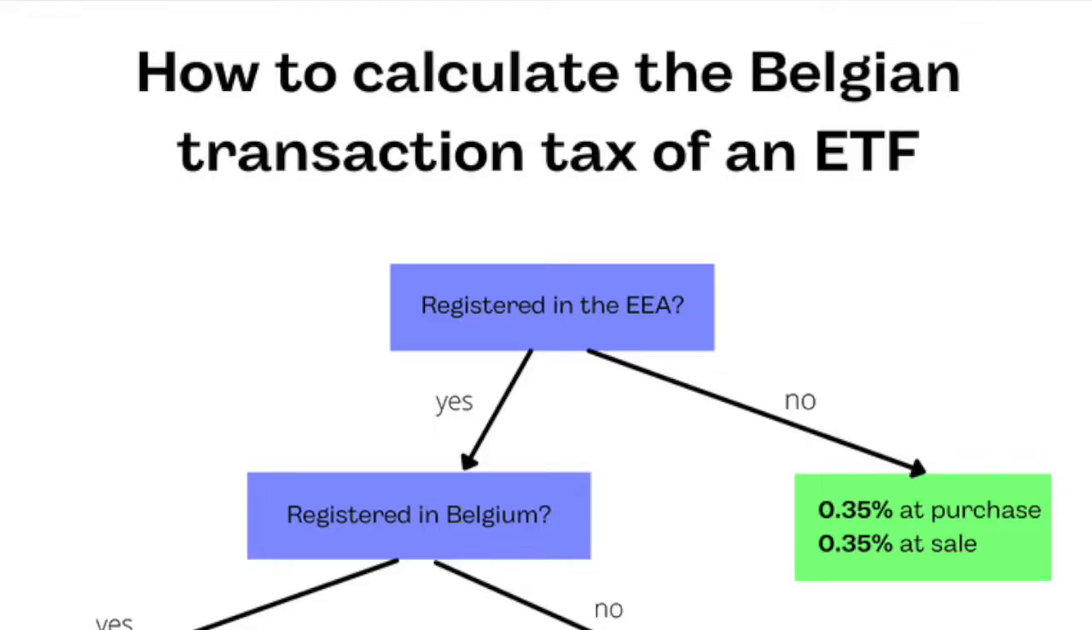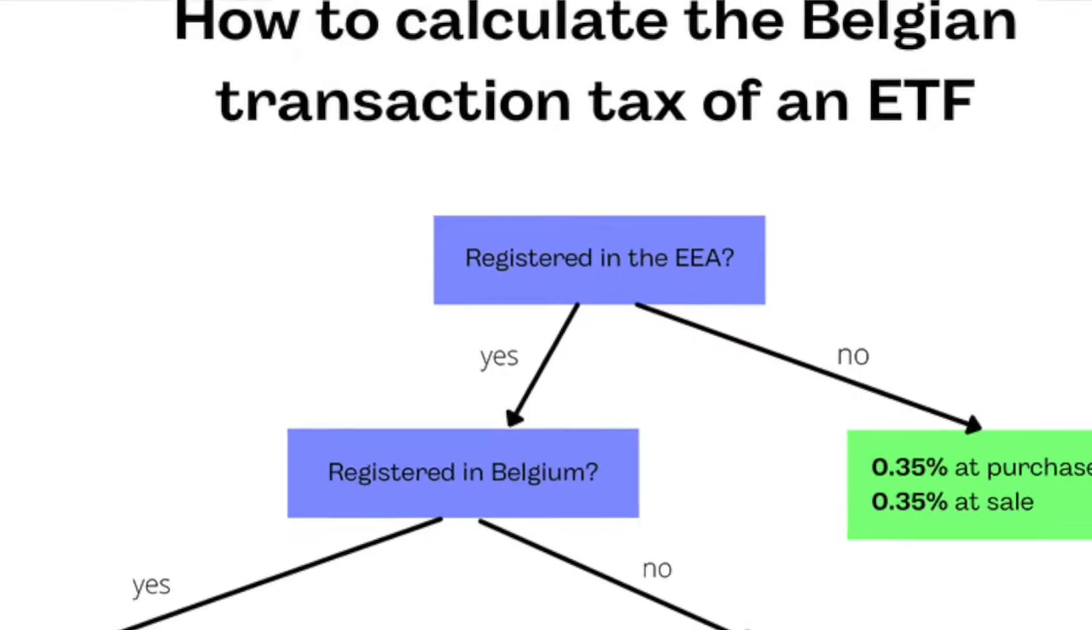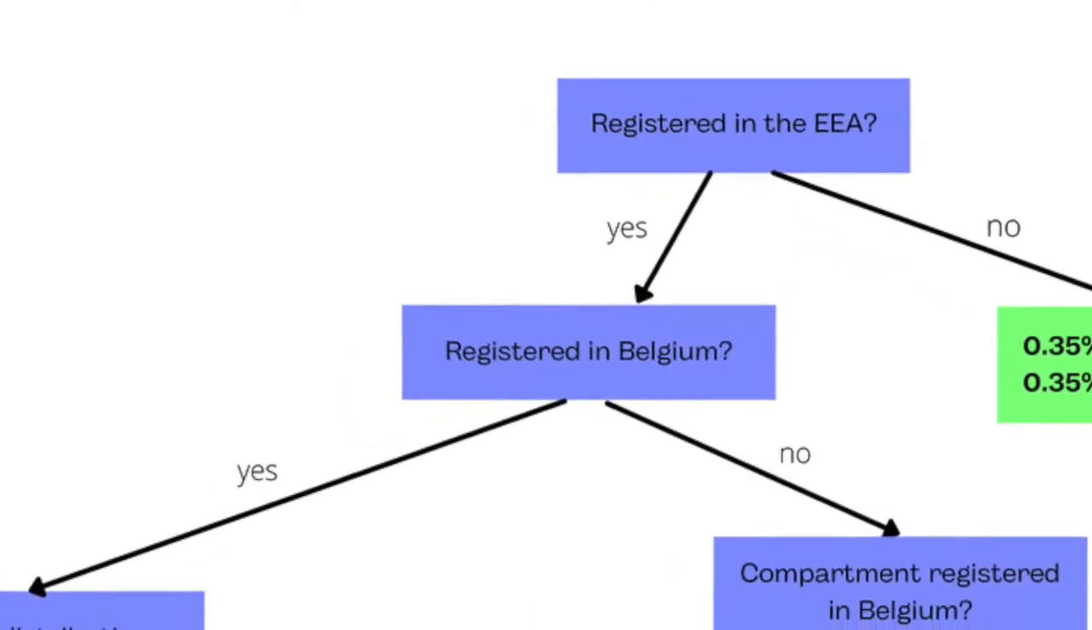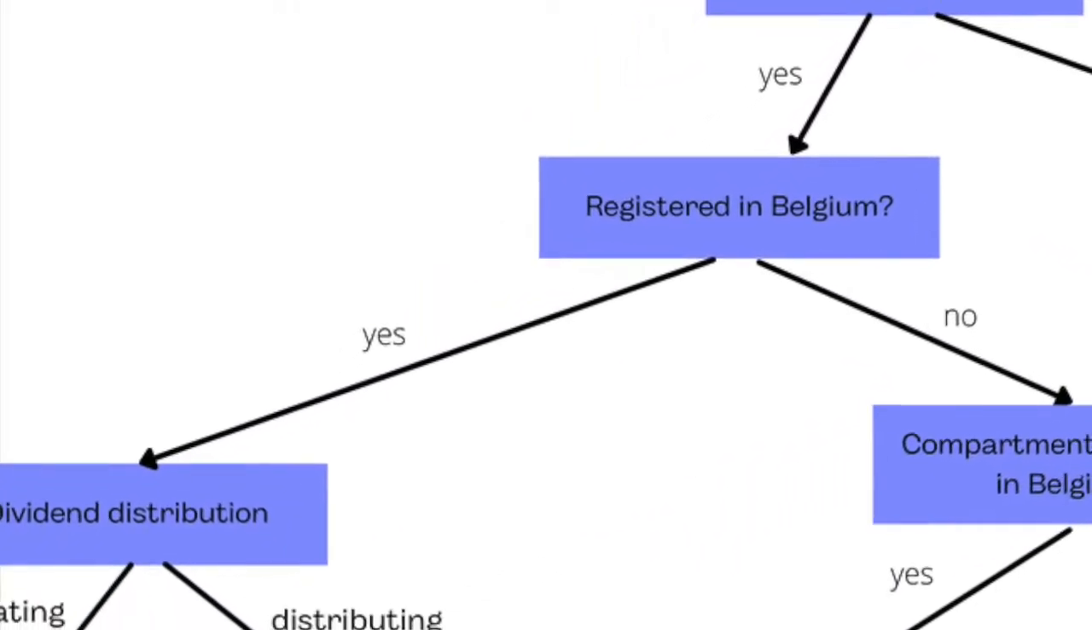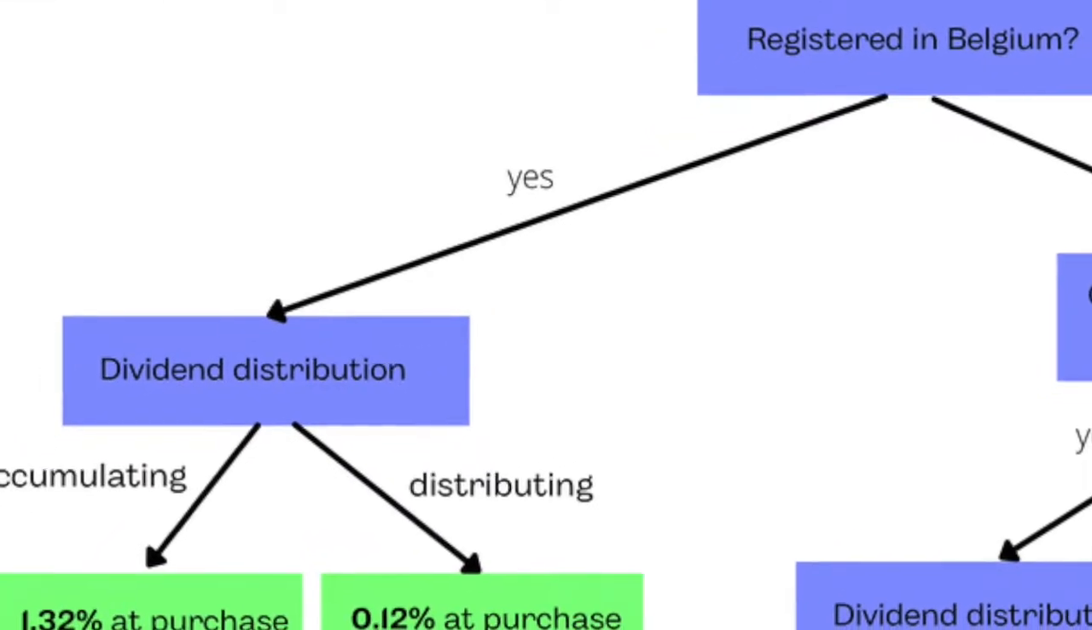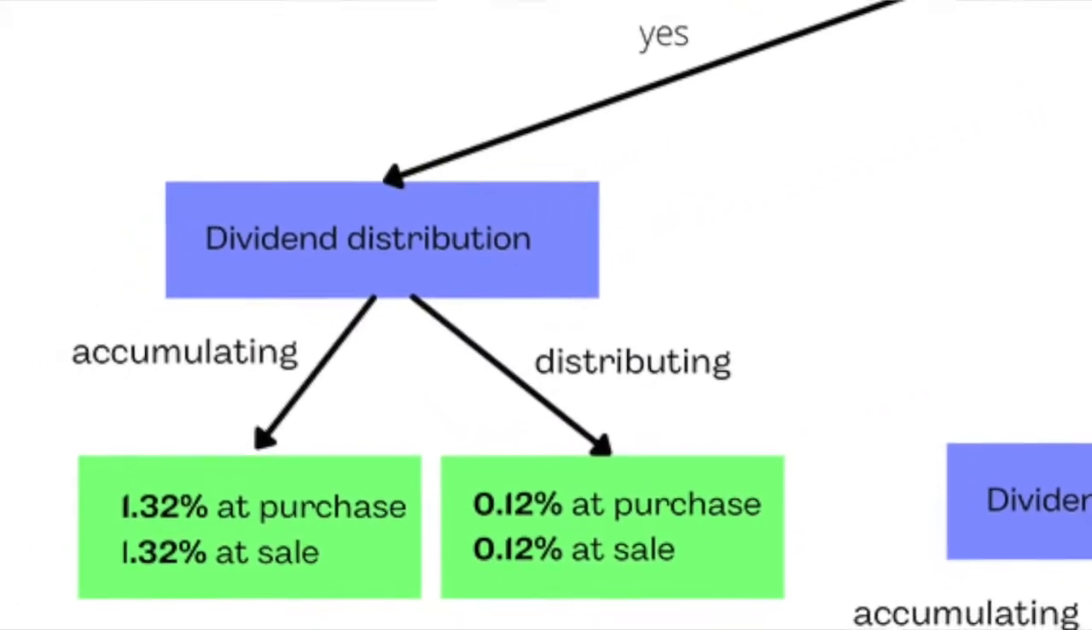The fund or one of its compartments is registered in Belgium. That means that for a distributing fund, the TOB is 0.12% at purchase and at sale. For an accumulating fund, the TOB is 1.32% at purchase and at sale.